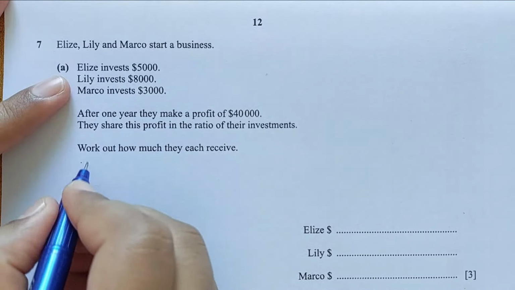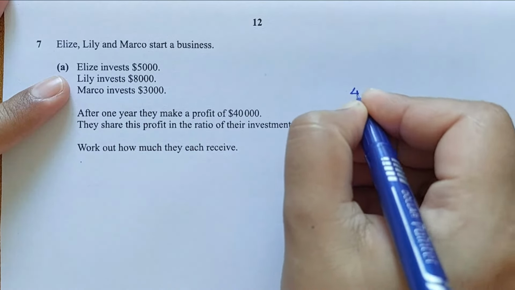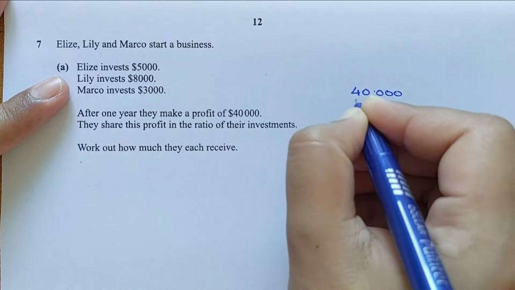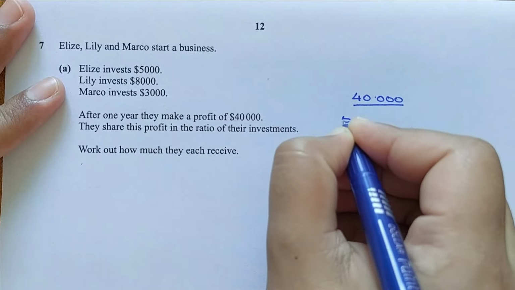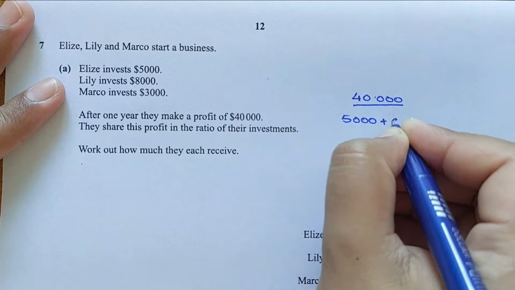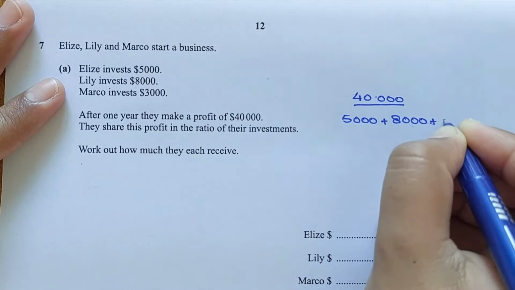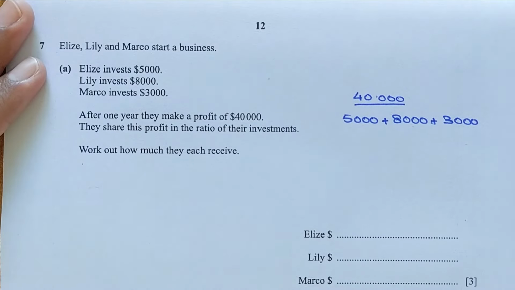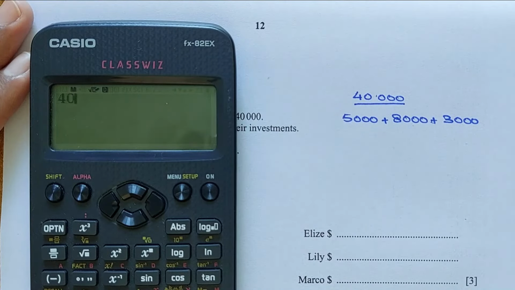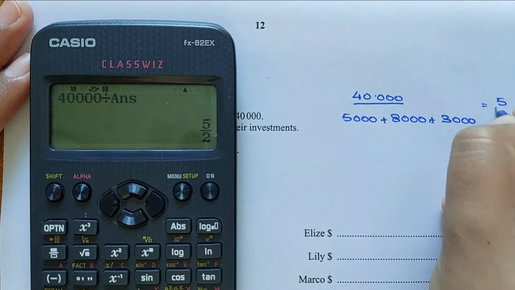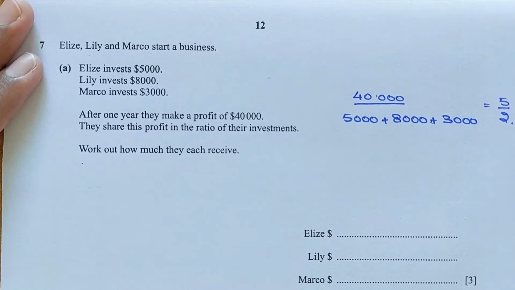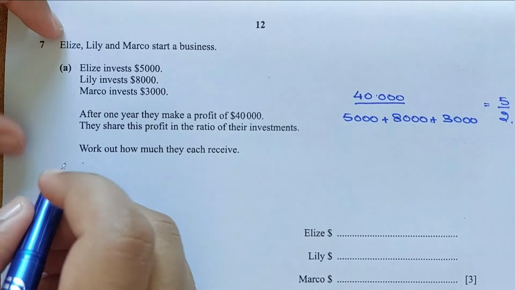So we can say the total profit is 40,000 divided by the total investments, which are 5,000 plus 8,000 plus 3,000. That is 16,000. So 40,000 divided by 16,000 is equal to 5 by 2. Right. Now let me share the profit.